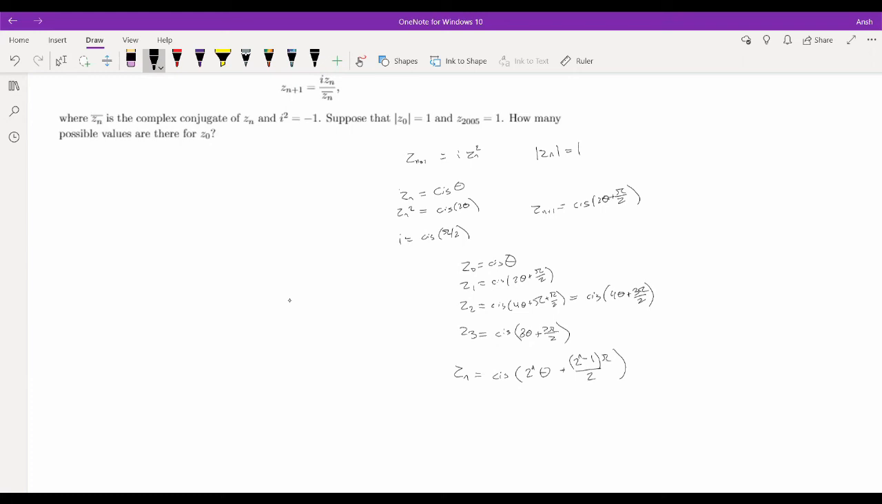So now it tells us that z of 2005 is equal to 1. So we know that cis of 2 to the 2005 theta plus (2 to the 2005 minus 1) over 2 pi is equal to 1, which means that 2 to the 2005 theta plus (2 to the 2005 minus 1) over 2 pi has to be equal to some 2 pi k.